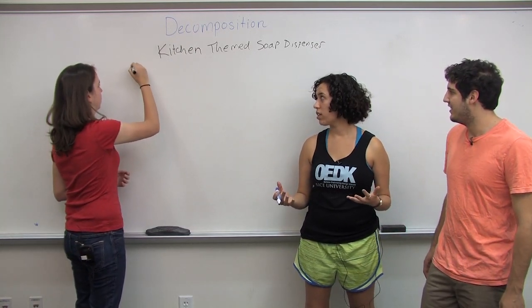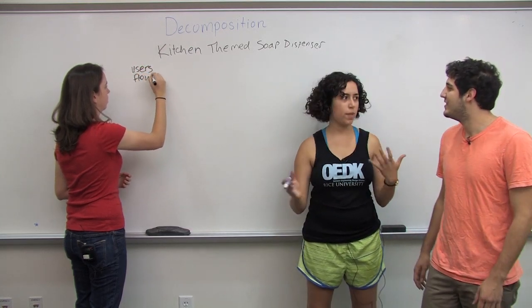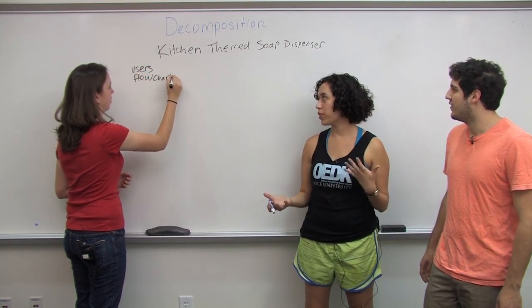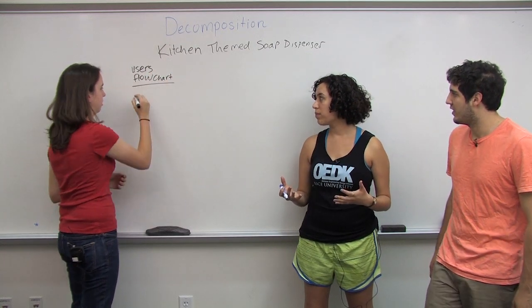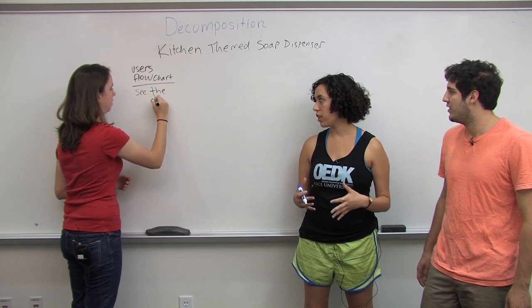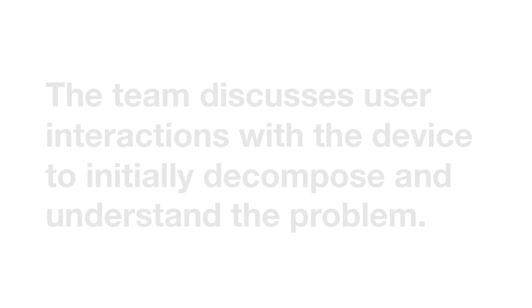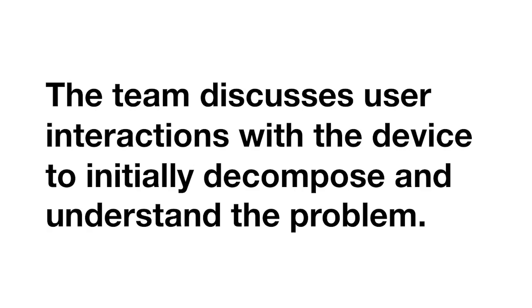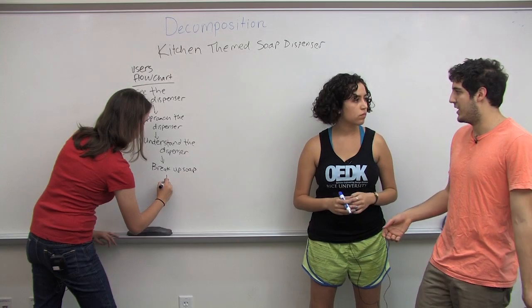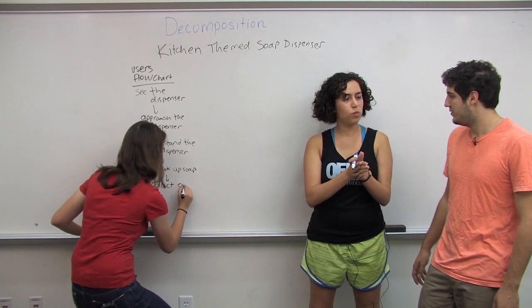All right. So this is like a user flow chart. They've come into the bathroom, right? Yeah, they come into the bathroom, they use the bathroom, and then they come out and they need to use soap to wash their hands. So they see it, they approach it, because they have to figure out what it does, right? And the user does something to break up soap. Collect soap, and then wash hands.